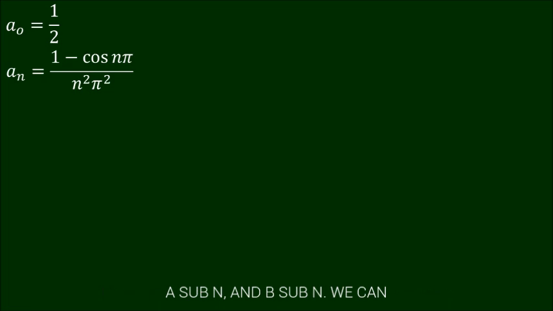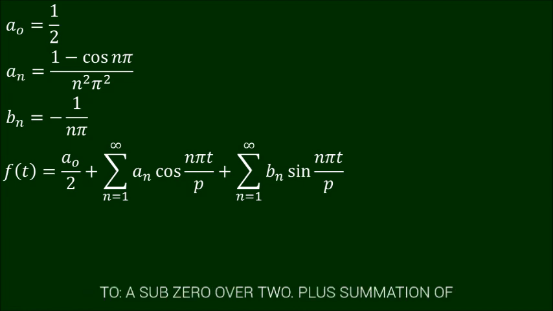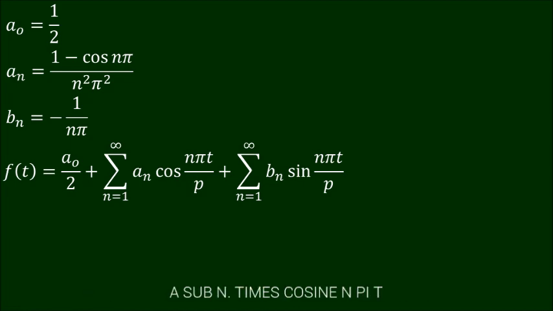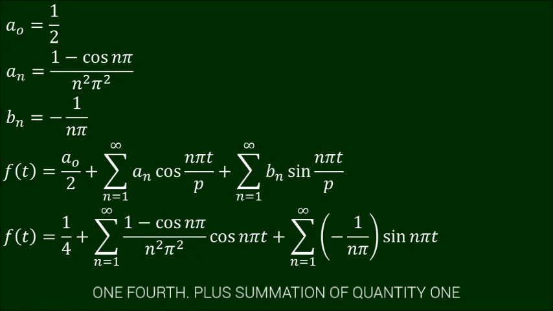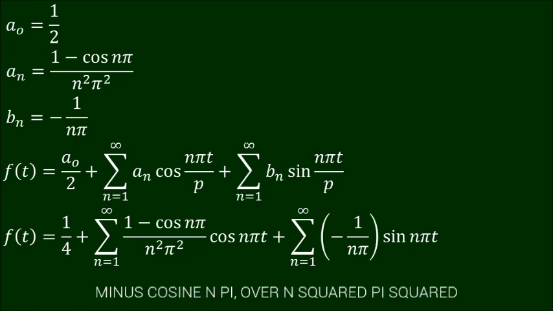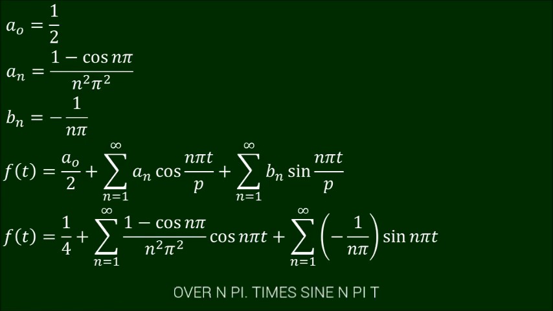Now that we have the values of a sub 0, a sub n, and b sub n, we can find the equation for f of t, which is equal to a sub 0 over 2 plus summation of a sub n times cosine n pi t over p plus summation of b sub n times sine n pi t over p. By substituting the acquired values, our answer will be 1/4 plus summation of quantity 1 minus cosine n pi over n squared pi squared cosine n pi t plus summation of negative 1 over n pi times sine n pi t.